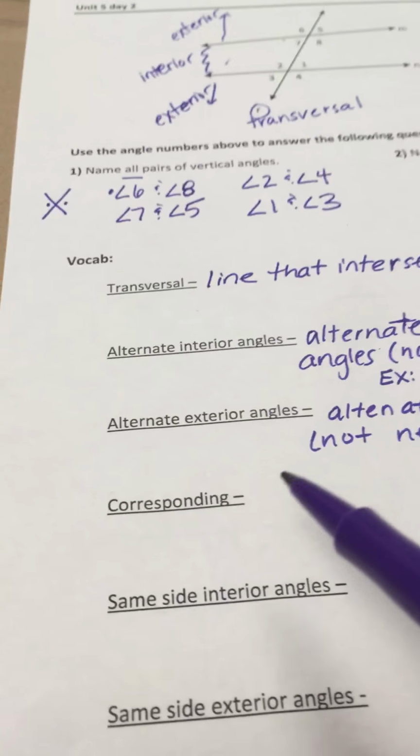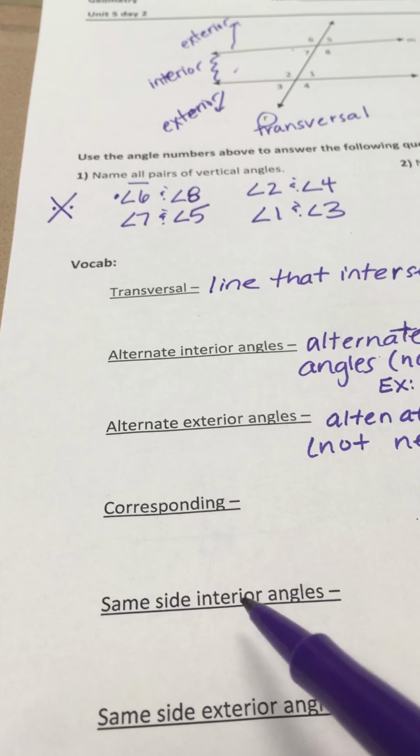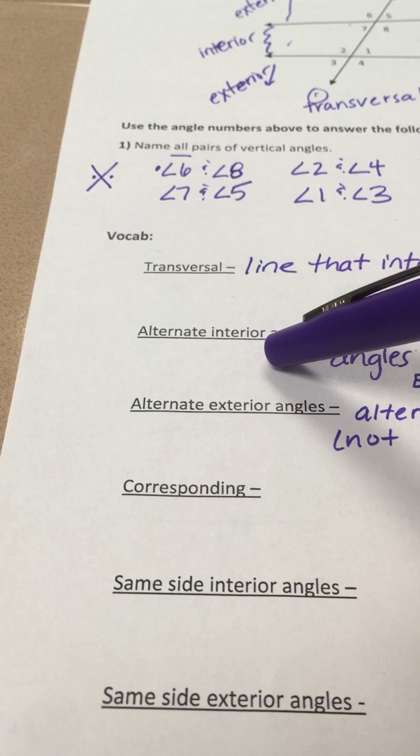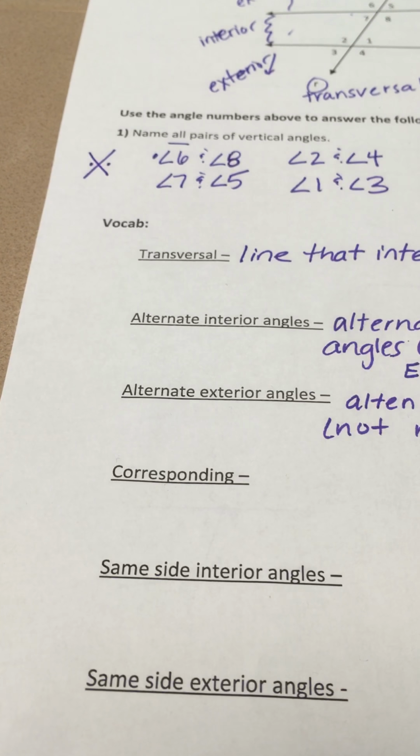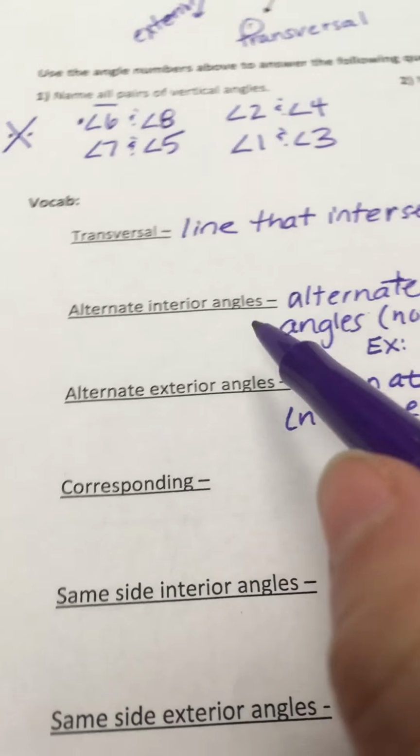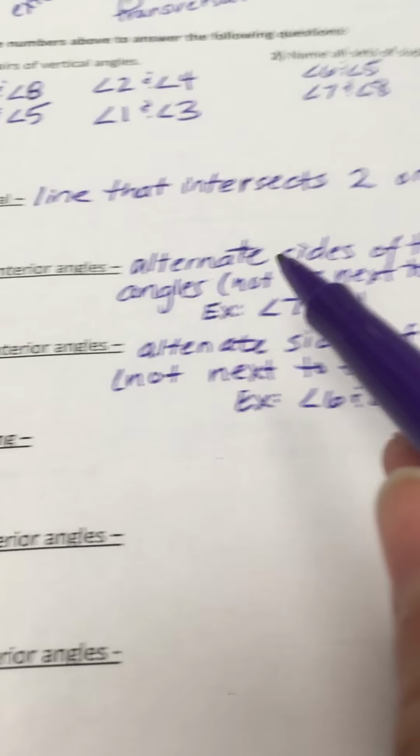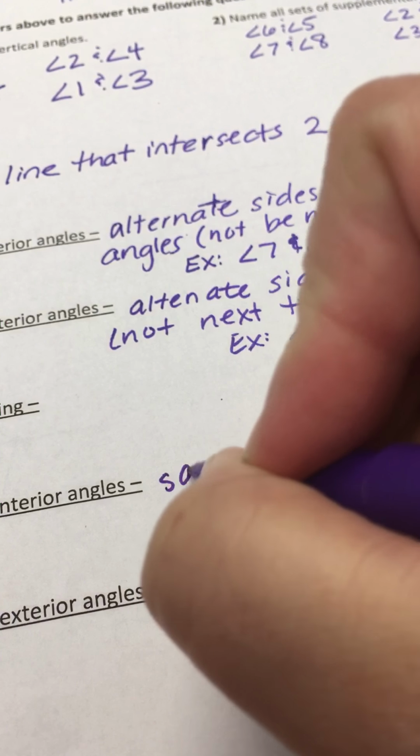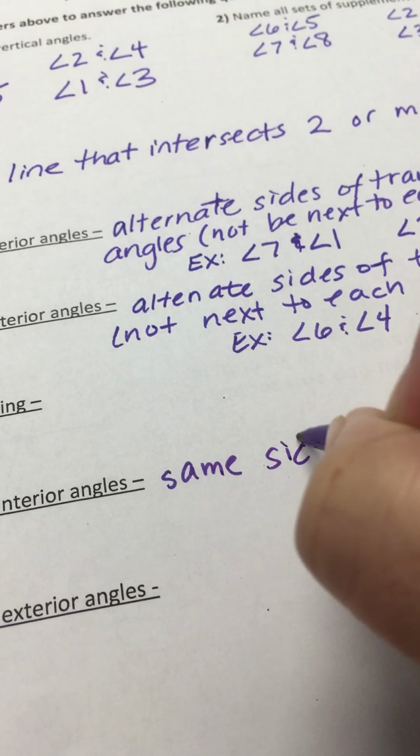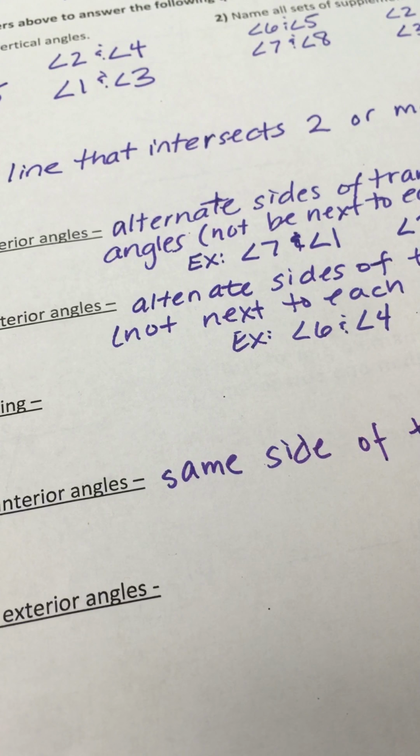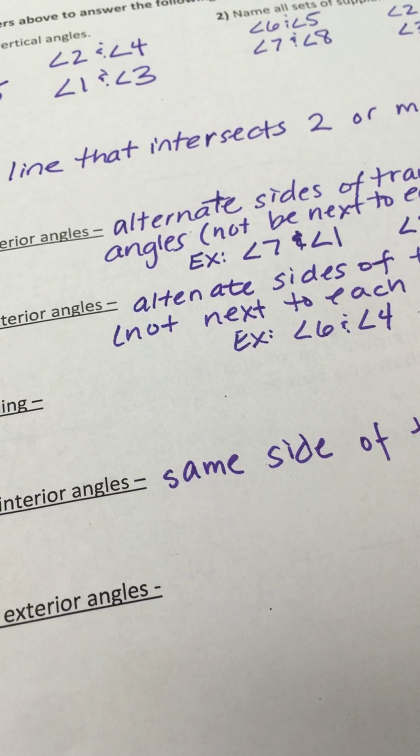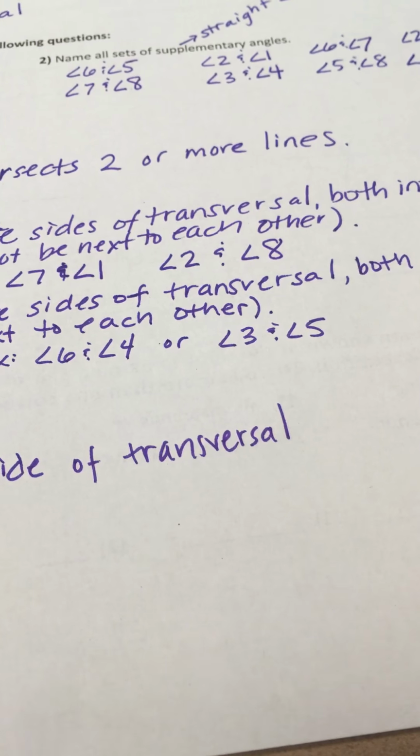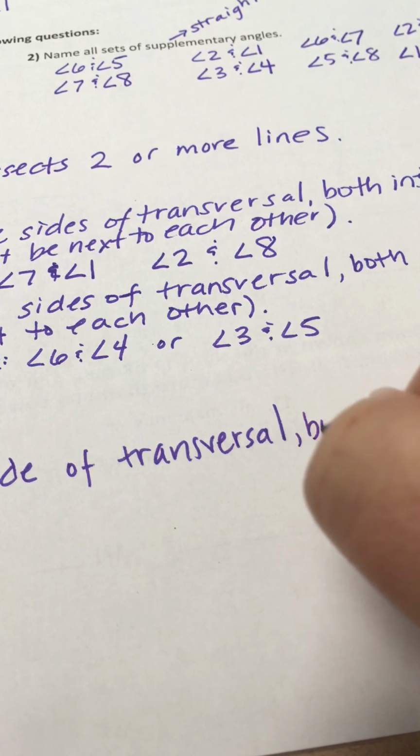Now, I'm going to skip over corresponding for a second because same side interior and same side exterior follow the same pattern. I should have put alternate interior and same side right after each other. Alternate interior was alternate sides of the transversal, where same side is the same side of the transversal. So the words are telling you where to look. So same side of the transversal, so don't jump over it this time. And again, both interior.